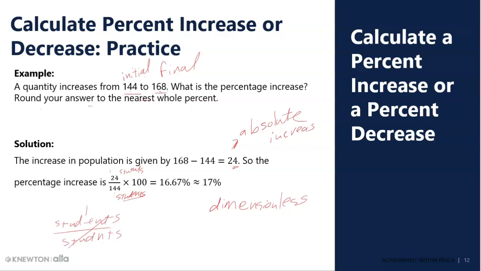Now, we had no original label here. If it had been students, it would be 24 students there. Then you take that 24, the change, 168 minus, final minus initial. So you subtracted the 144. That's the number that goes on the bottom here. So you do that 24 divided by 144, which is the initial, then multiply times 100. You get 16.67.